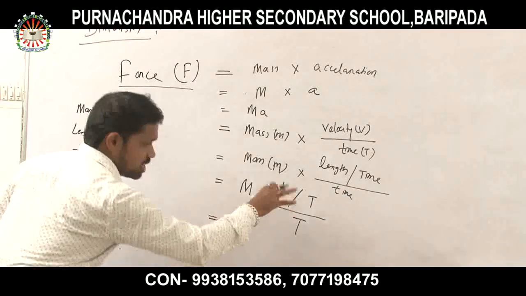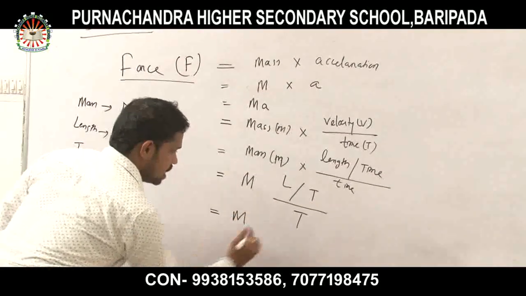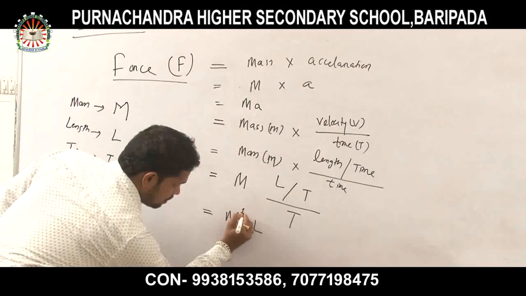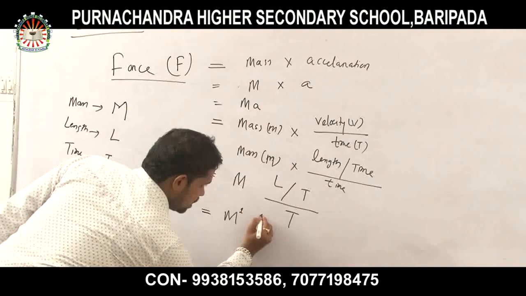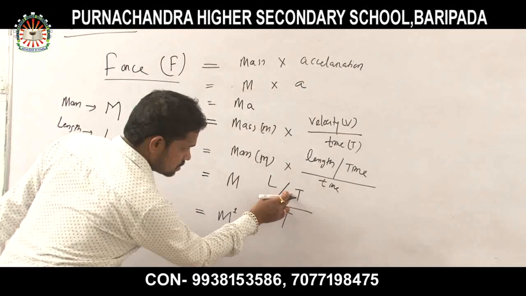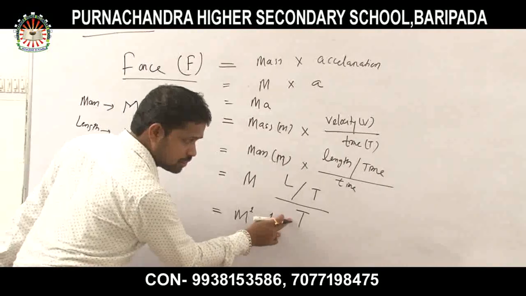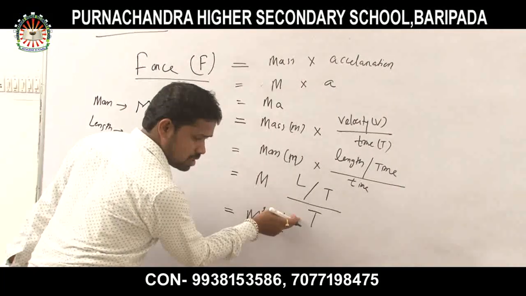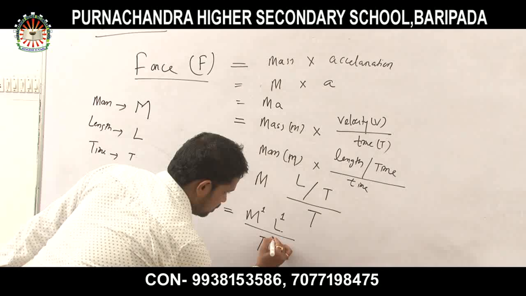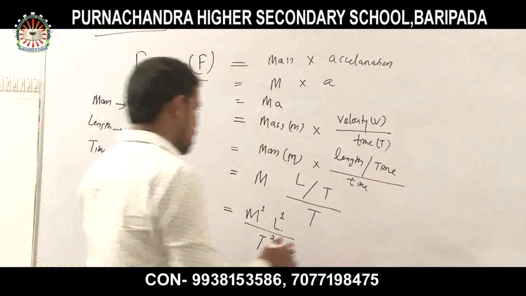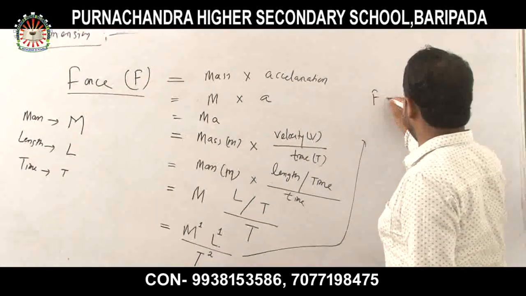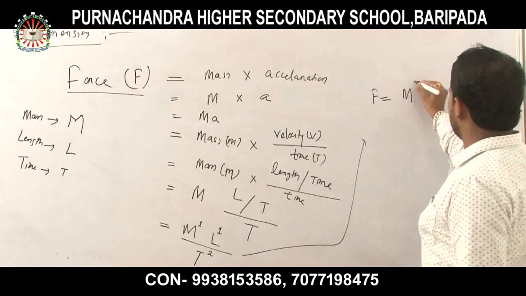Now I have to solve this. So this is M, this is L. What is the power of M? Very simple, M to the power 1. What is the power of L here? Again, L to the power 1. Now this T will come to the denominator, with M and L in the numerator. So below I write T to the power 2. That is simple. Now let us solve it here. Finally, F is equal to M to the power 1.